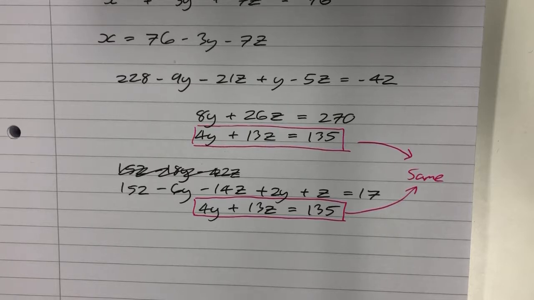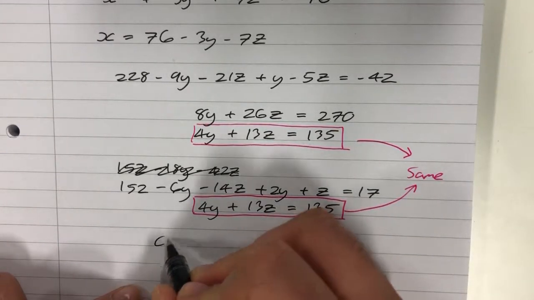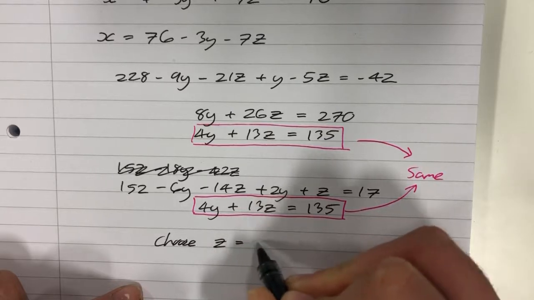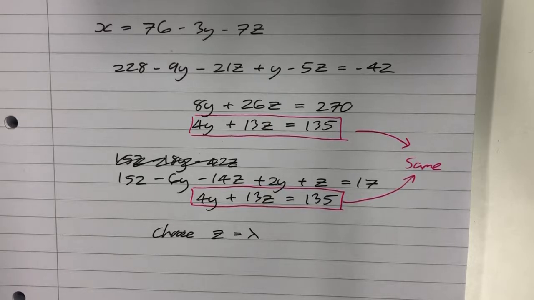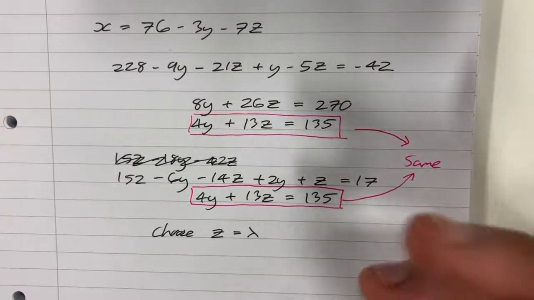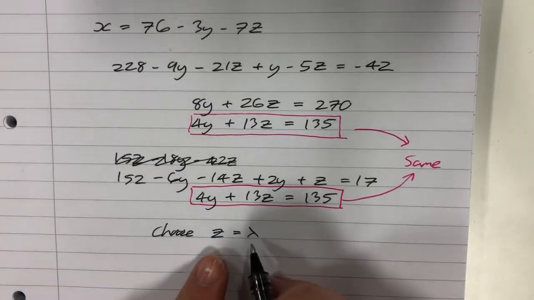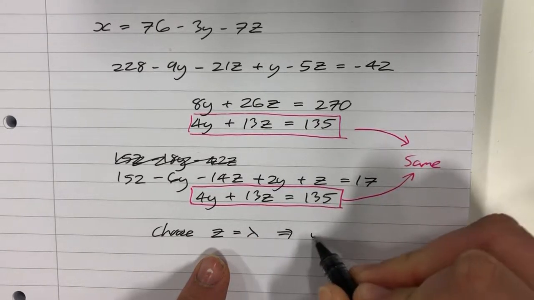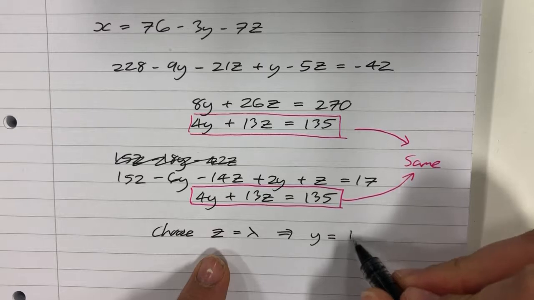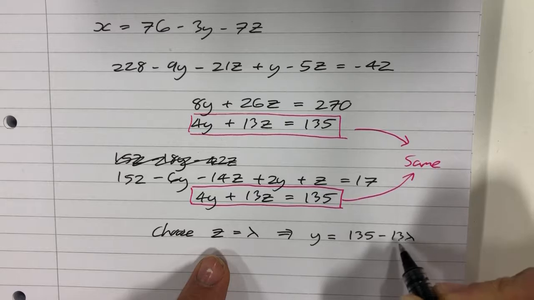I'm going to choose z to be lambda. So choose z is equal to lambda. Okay, you have a degree of freedom now. Because these two equations are the same, we have a degree of freedom, so that gives us a one-dimensional object, which is the line of intersection of the sheaf. So I'm going to choose z to equal lambda, and that's going to define for me y in terms of lambda. So this implies y must equal 135 minus 13 lambda over 4.